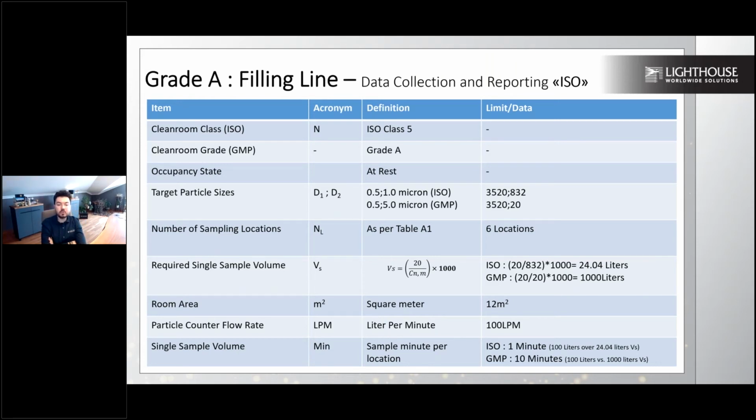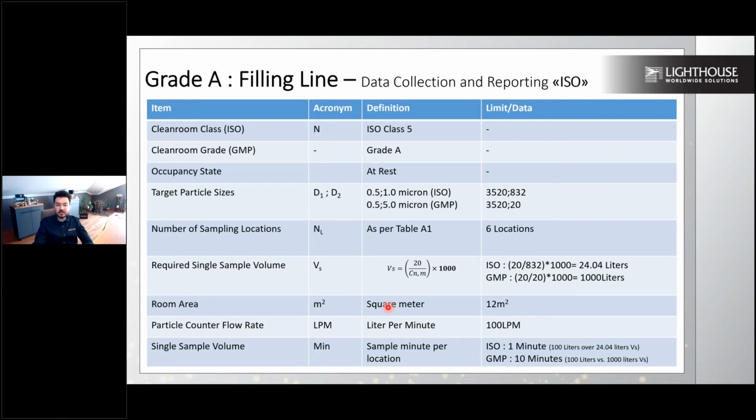And required sample volume, even the calculations are the same. The flow is different because I'm going to divide this 20 by the largest particle size, 832 target, multiply by 1000, which gives me roughly 24 liters, make it 25. And the GMP, 20 divided by 20 multiplied by 1000. This is where this 1 cubic meter of air to be sampled definition comes from.